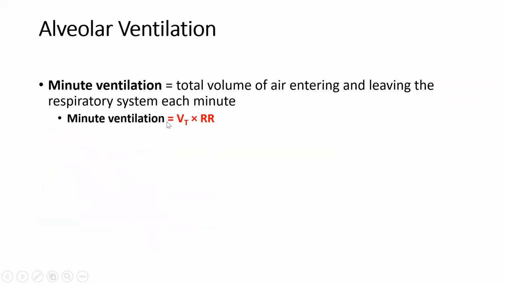All right, now the final thing we'll say here in this packet is really about alveolar ventilation and minute ventilation. So minute ventilation is going to be the total volume of air that is entering and leaving the respiratory system per minute. And a simple calculation for minute ventilation is our tidal volume multiplied by our respiratory rate. So what is our breathing rate? And that is basically how much air we're breathing in per minute.